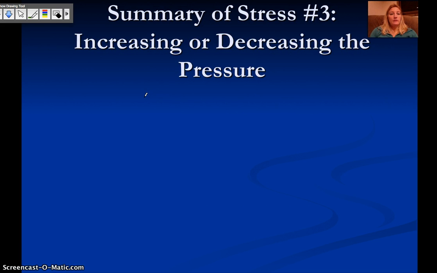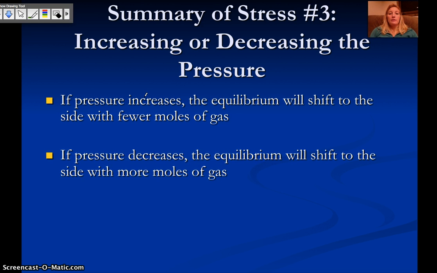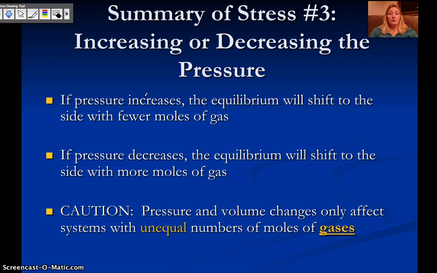So, in summary of stress number 3, increasing or decreasing the pressure. If the pressure increases, the equilibrium will shift to the side with the fewer moles of gas. And if the pressure decreases, the equilibrium is shifting to the side with more moles of gas. Pressure and volume change will only affect systems with unequal numbers of moles of gases. Remember, it's trying to decrease that stress. And if it doesn't do anything to decrease that stress because it's equal on both sides, it's not going to shift at all in general.